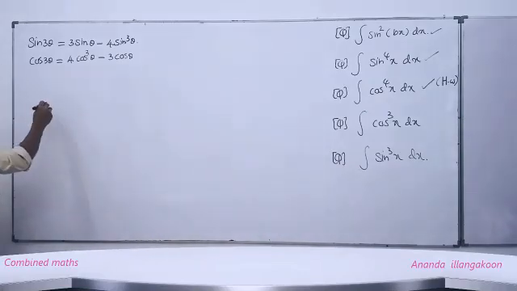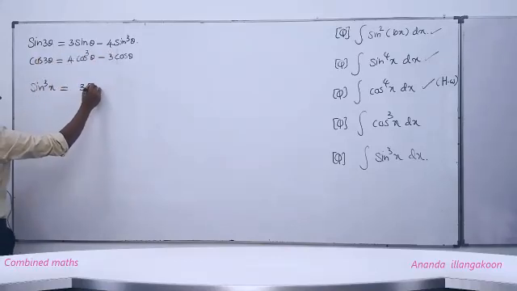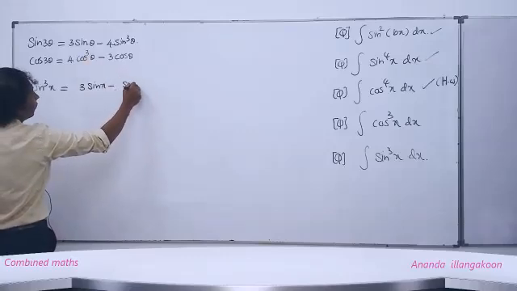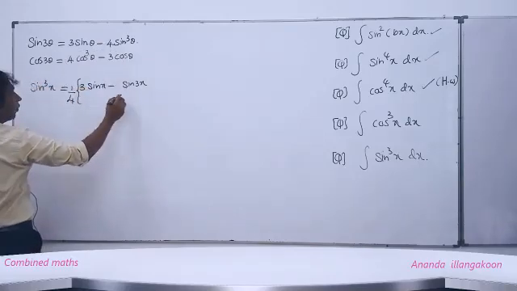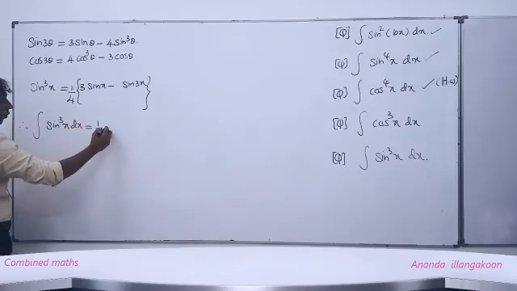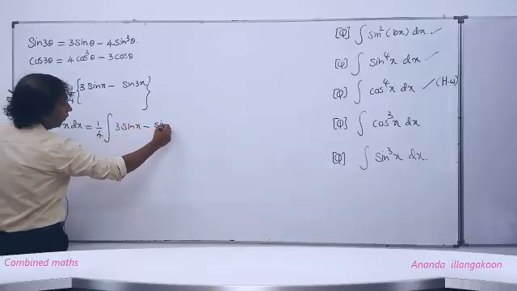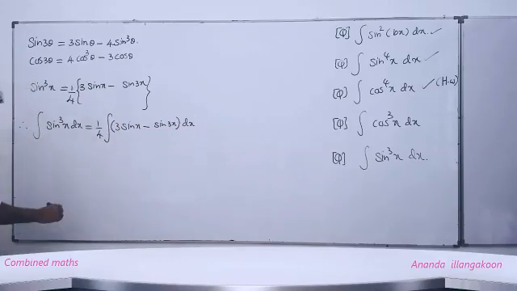Then sine cube x we can write as 3 sine x minus sine 3x, with this 4 coming here, dividing by 4. This way I can write it, dividing by 4. Now we can integrate this. Therefore, integral of sine cube x dx is 1 upon 4 times (3 sine x minus sine 3x) dx.